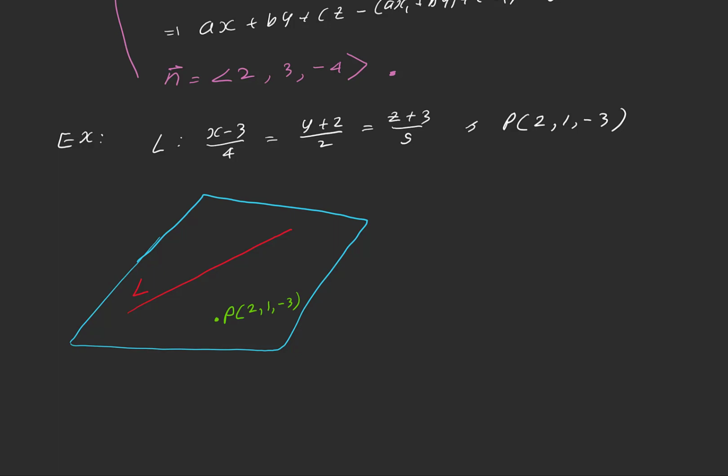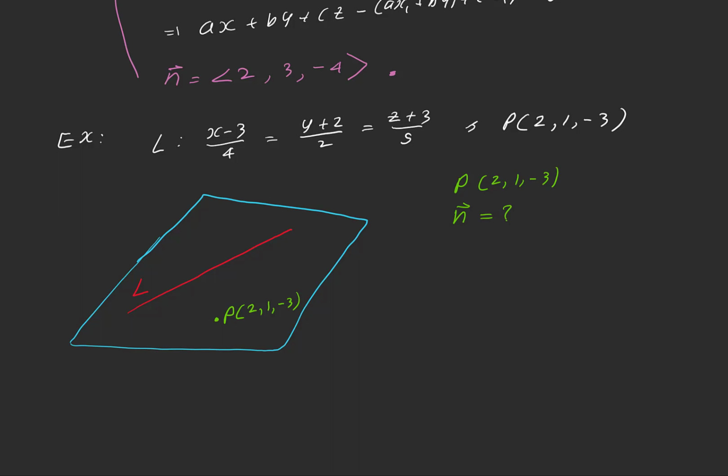Then how do we find the equation of this plane? To find the equation of this plane, we need a point on the plane. Yes, we already know that, so I use that point, 2, 1, negative 3. And we need a perpendicular or normal vector to this plane, right? So what is the normal vector? Oh, we don't know that, right?